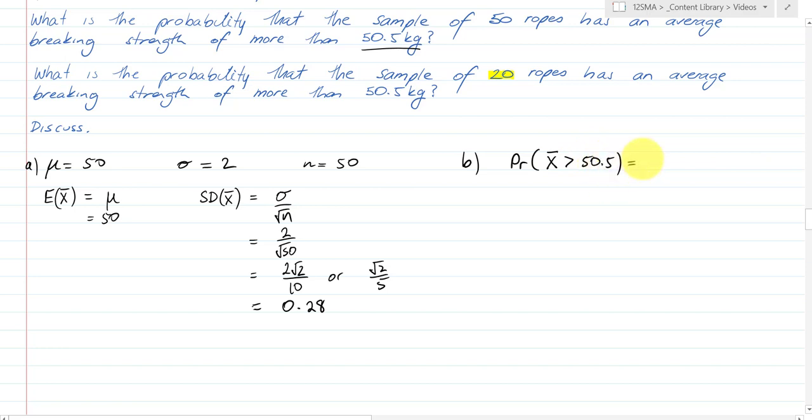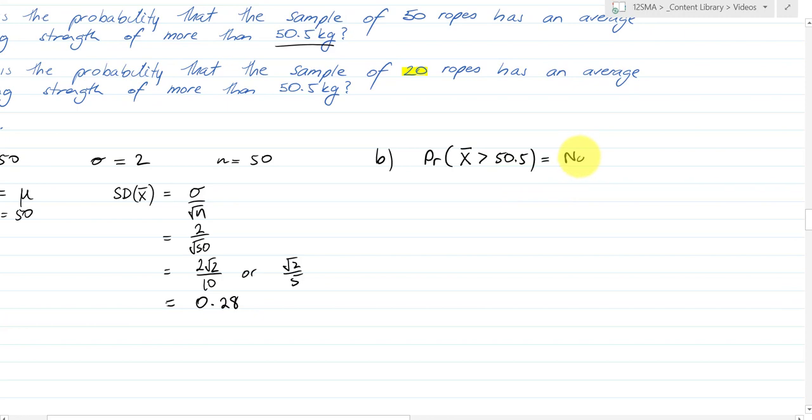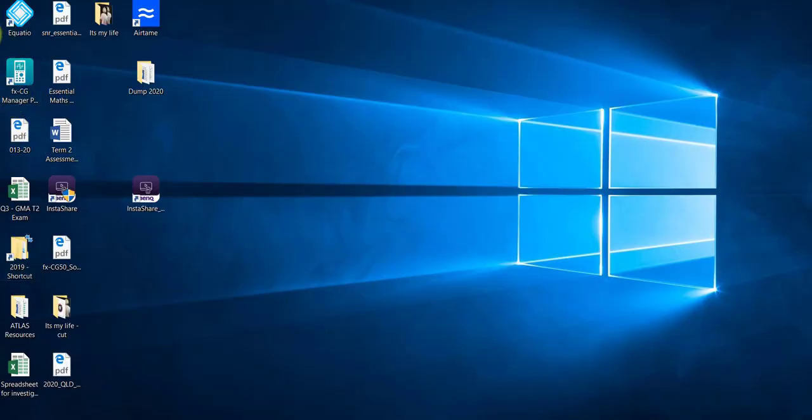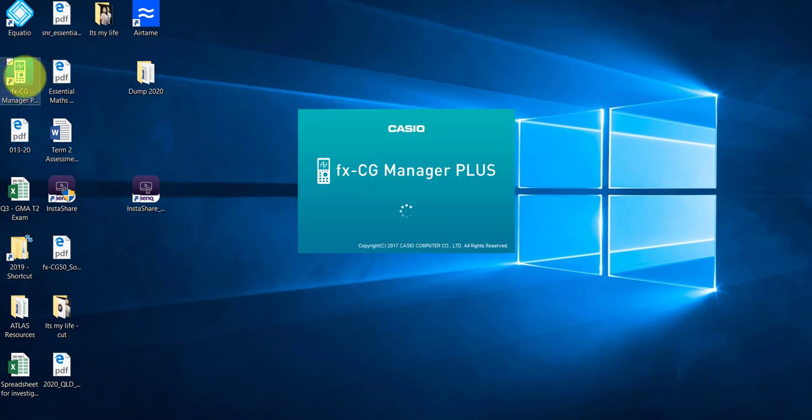Well, this is a normal distribution, so we're doing a norm CD on our calculator. I want it to be greater than 50.5, so I want our lower bound to be 50.5. I want our upper bound to be infinity, which for me, just looking at the standard deviation, I'll just make it 100, which will be fine. I want my standard deviation to be root 2 over 5, and I want my mean to be 50. And so I put that into my calculator, but you'll have to bear with me as my calculator starts.